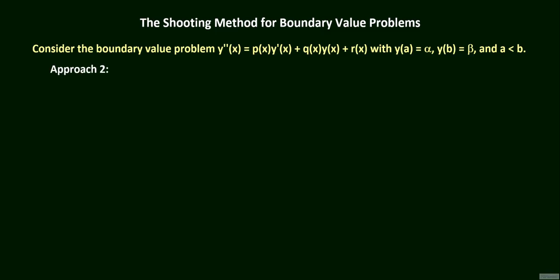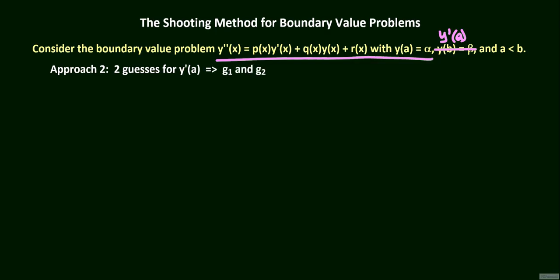For the second approach, we convert the BVP into the IVP y double prime equals py prime plus qy plus r with y of a equals alpha, but instead of defining y of b, we define y prime of a. Since we do not know the exact solution y of x, we guess the value of y prime of a. Actually, we make two guesses for y prime of a. Let g sub 1 and g sub 2 be the two guesses for y prime of a.